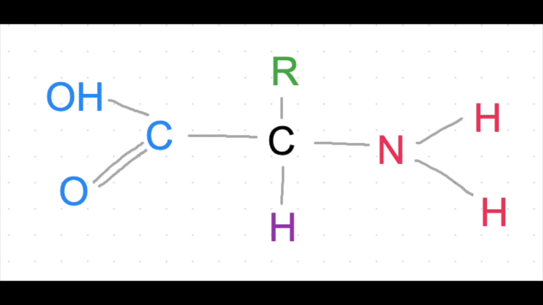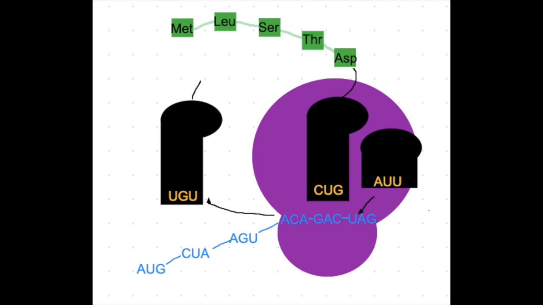There's an H and an R side chain. The R side chain is what differentiates the 20 different types of amino acids. But how do we get from these amino acids to a polypeptide? Well, through a ribosome, which is shown in purple.